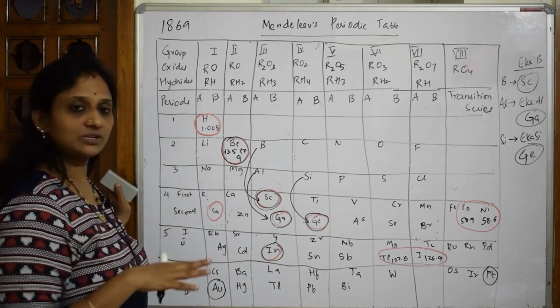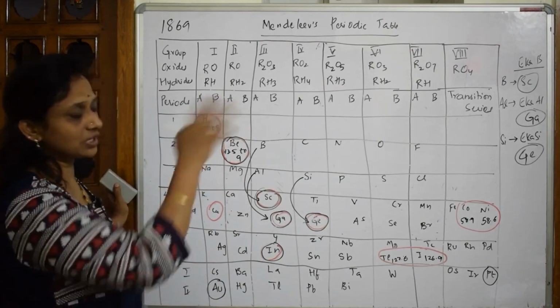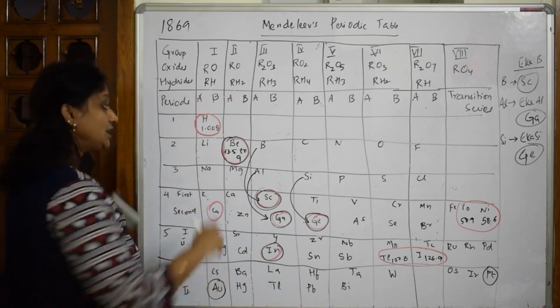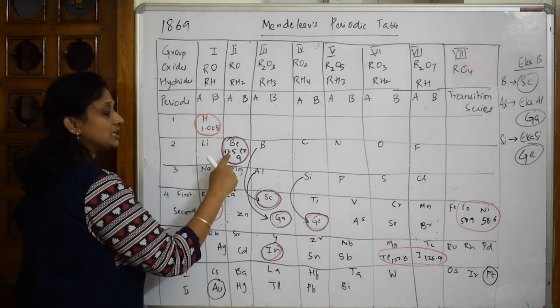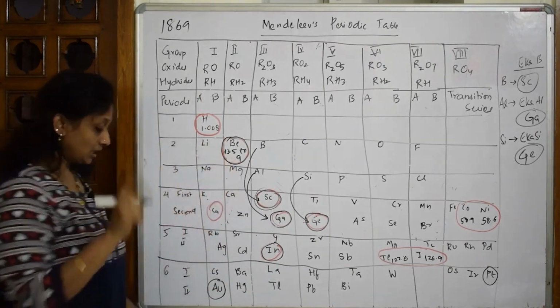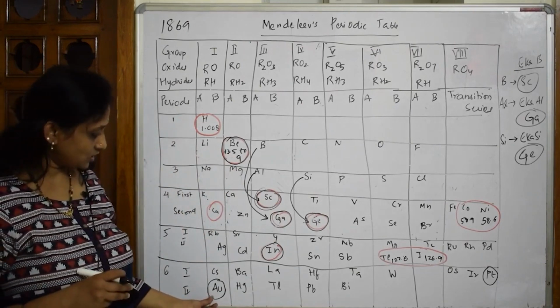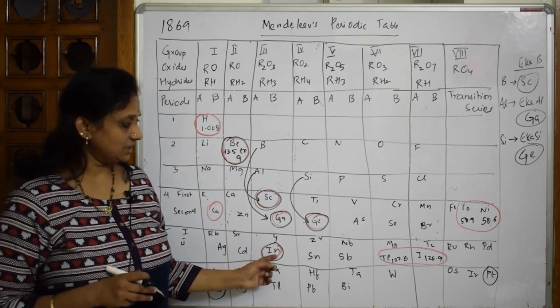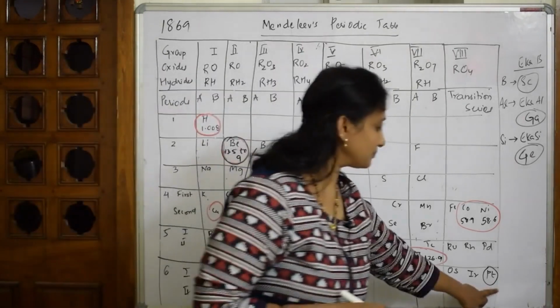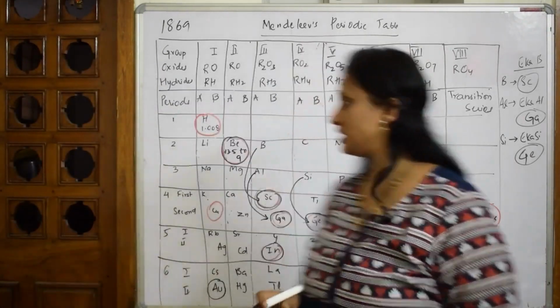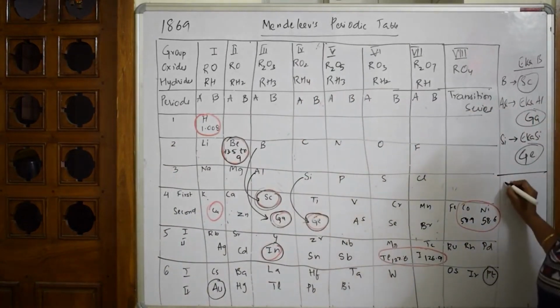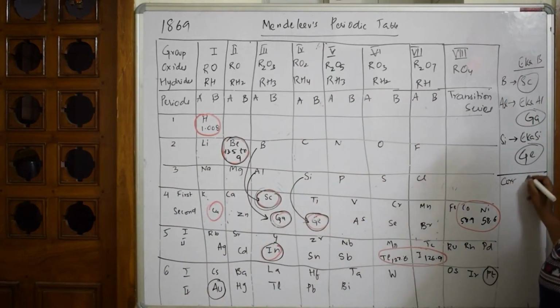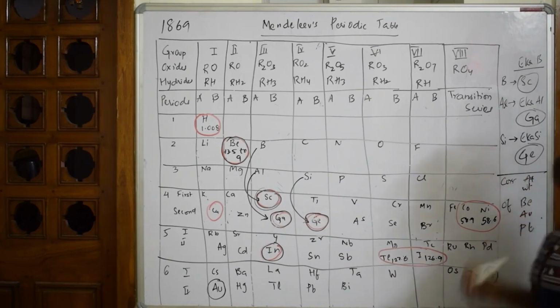First was discovery of the elements, that is Eka boron, Eka aluminium. Second merit was he could correct the atomic weight of beryllium from 13.5 to 9. He could also correct the atomic weight of gold. He could correct the atomic weight of indium. He could correct the atomic weight of platinum. That also he did. So the next important merit is he could correct the atomic weights of beryllium, gold and platinum. This was the important thing.